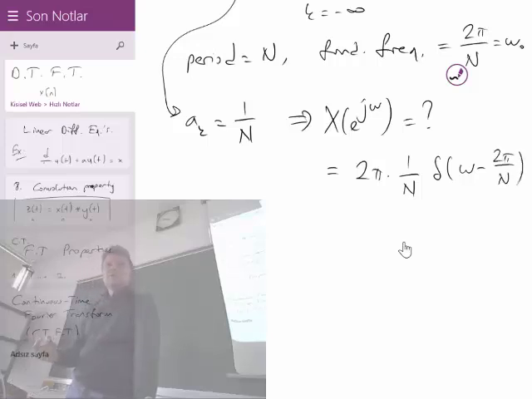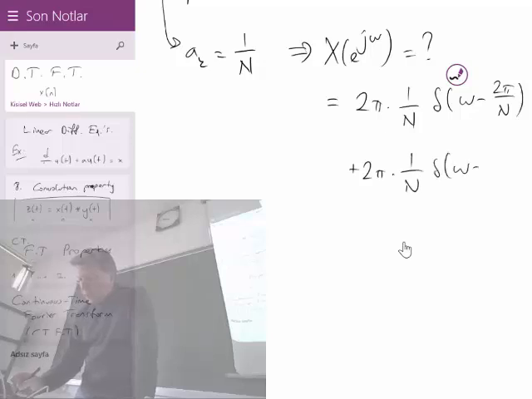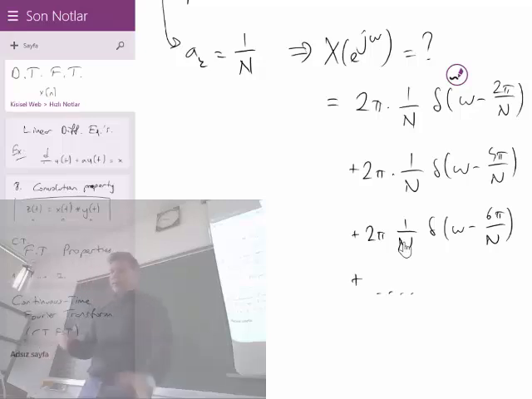This is one coefficient. But it's not only that, plus 2 pi times 1 over N delta omega minus. At twice the fundamental frequency, there must be another harmonic, 4 pi over capital N. And then we have 2 pi 1 over N delta omega minus 6 pi over capital N plus etc.